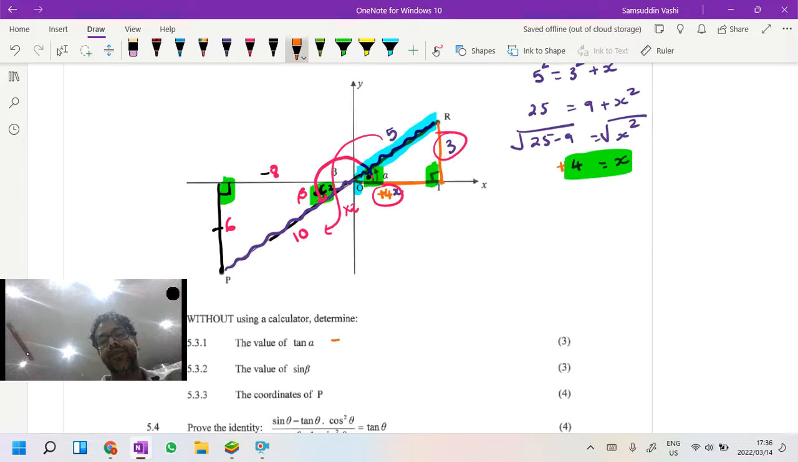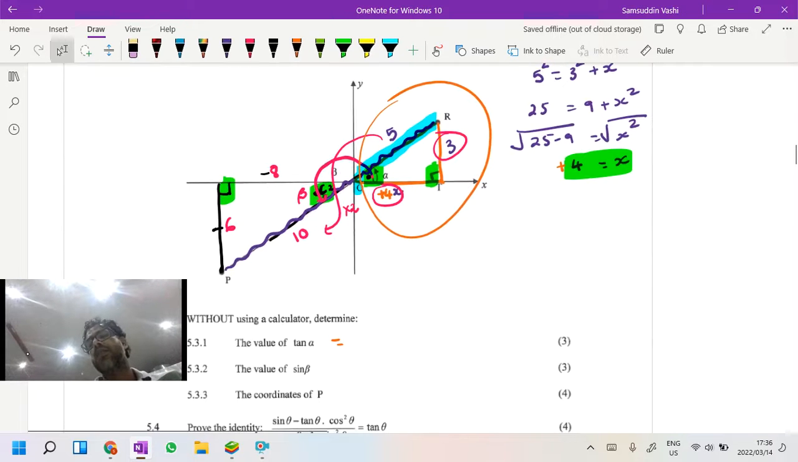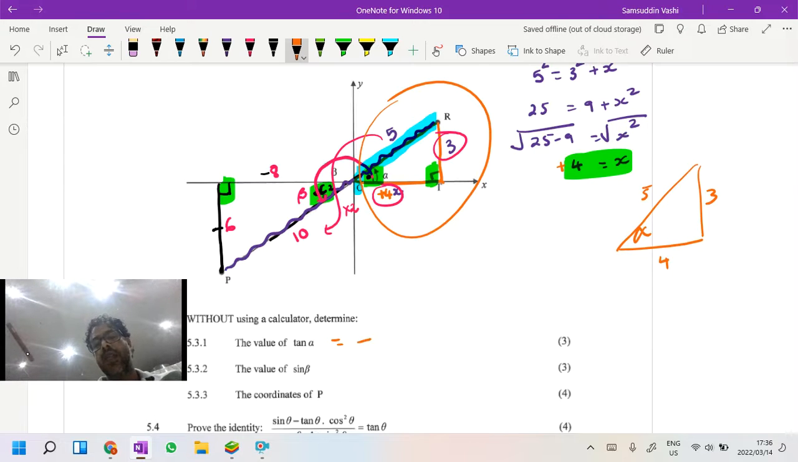The value of tan alpha. So that is tan alpha. Alpha is the smaller triangle. That's alpha, 3, 4 and 5. So tan alpha, if we use the definition, is opposite over adjacent, and then my answer will come out to 3 over 4.